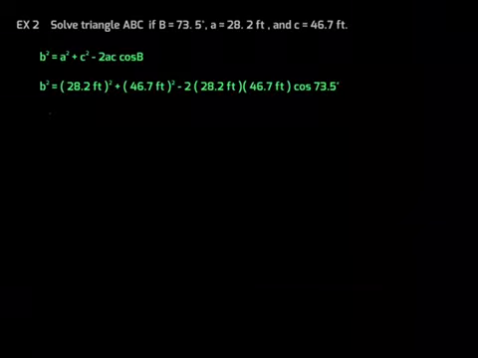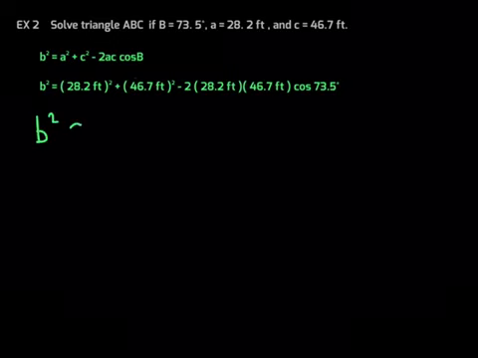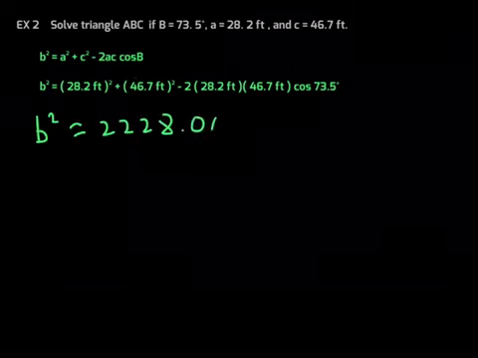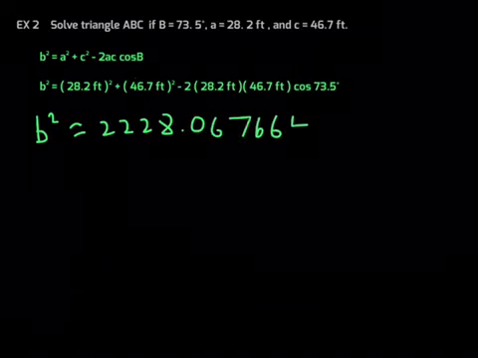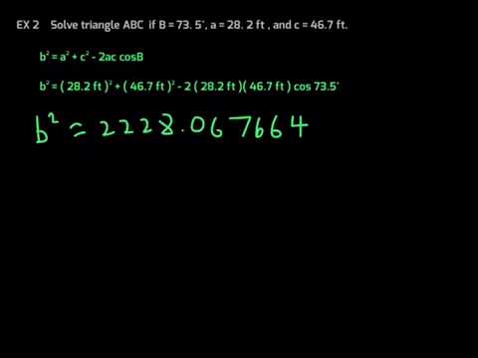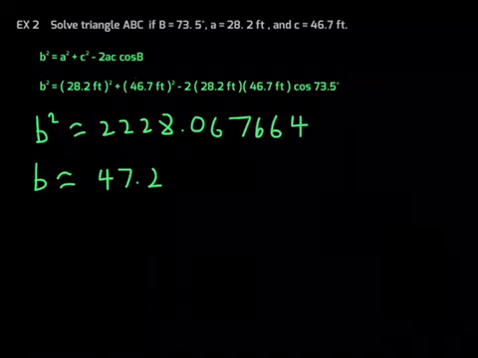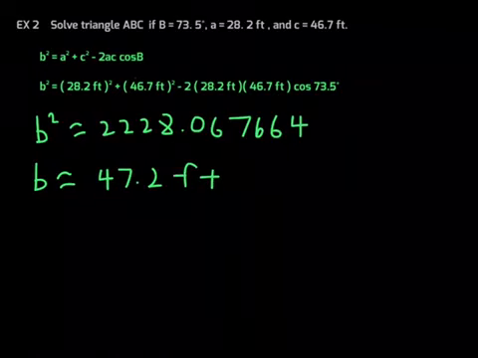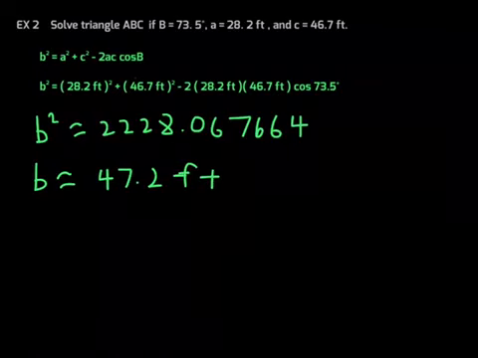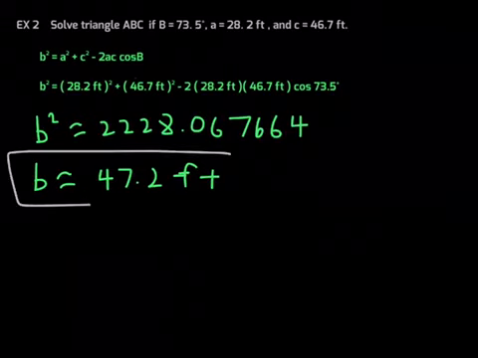All right, I'm getting b squared is about 2228.067664. And then take the square root of both sides, of course. So let's take the square root of my answer, and I'm getting that b is about 47.2 feet. Feet is the units there. So there's my missing side.